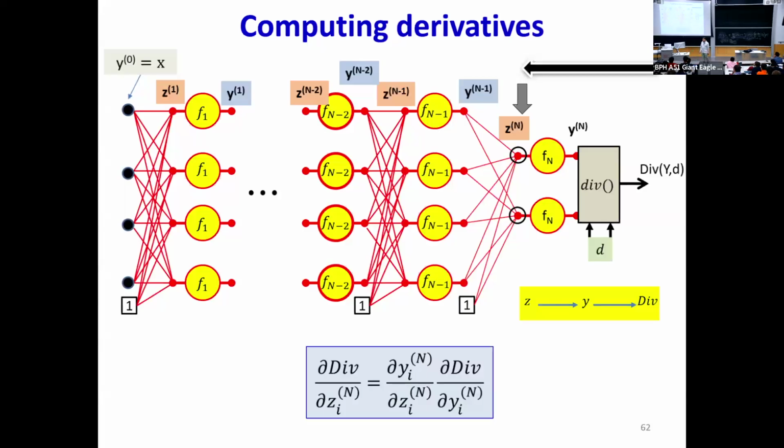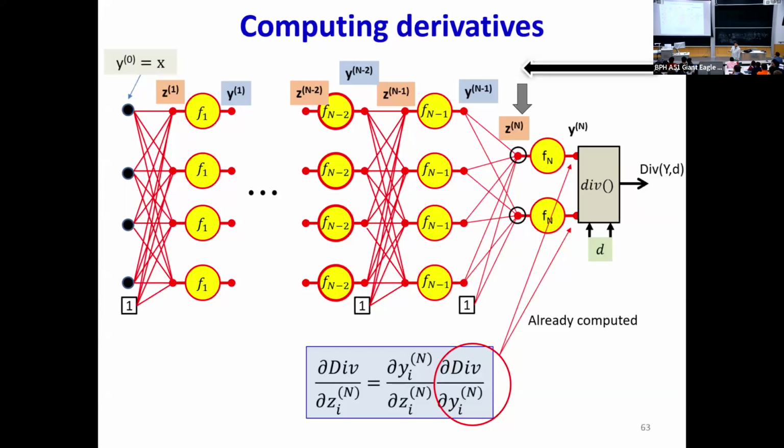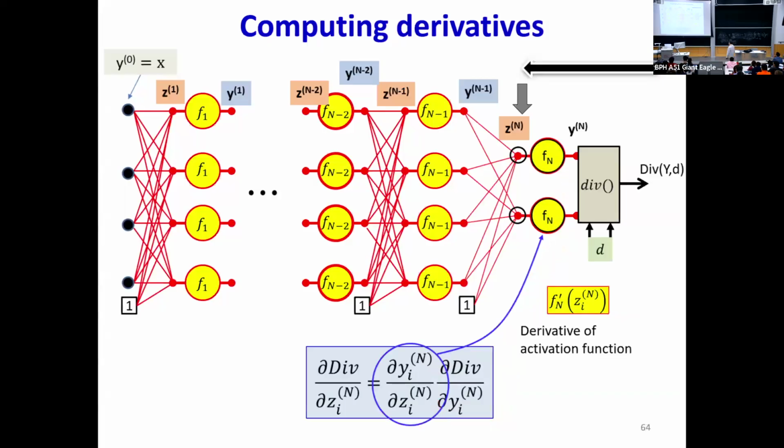And so this first term, we already have it. We know how to differentiate the divergence. Now what is the second term? The derivative of y with respect to z. That's just the derivative of the activation function itself, computed at the z, right? And so this is simply f prime of z. And again, all our activation functions are differentiable, right? But we need to know what the value of z is. We computed the z in the forward pass.